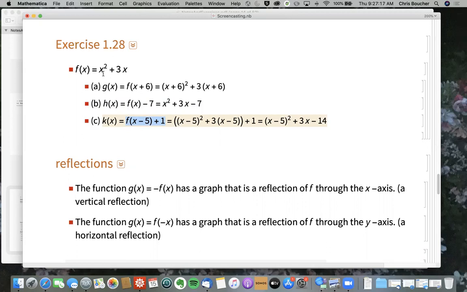As above, the input slot for f is right there. So f of x minus 5 is x minus 5 squared plus 3 times x minus 5. And I just have this plus 1 on the outside. And I did a little bit of simplification. You could do some more there as well. But again, once we get to this point, it's all algebra.